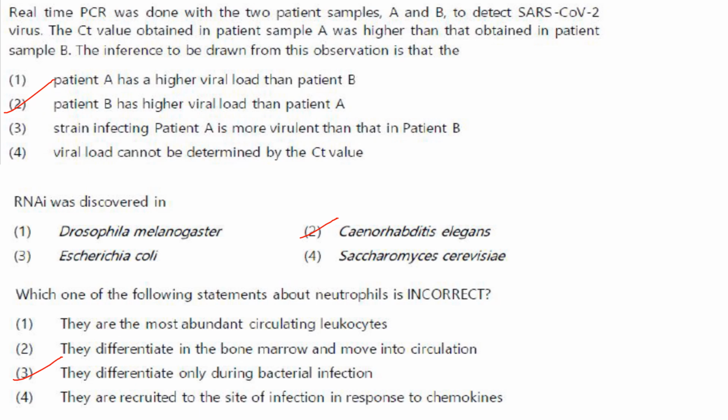They are the most abundant circulating leukocytes. Yes. They differentiate in the bone marrow and move into circulation. Yes. They differentiate only during bacterial infection. No, they are part of the innate immune system. So they differentiate during inflammation, then bacterial infection, then environmental exposure, as well as in some cancers. So 3 is the incorrect statement. Fourth one, if you see, they are recruited to the site of infection in response to chemokines. That is also correct. The answer here is option 3.